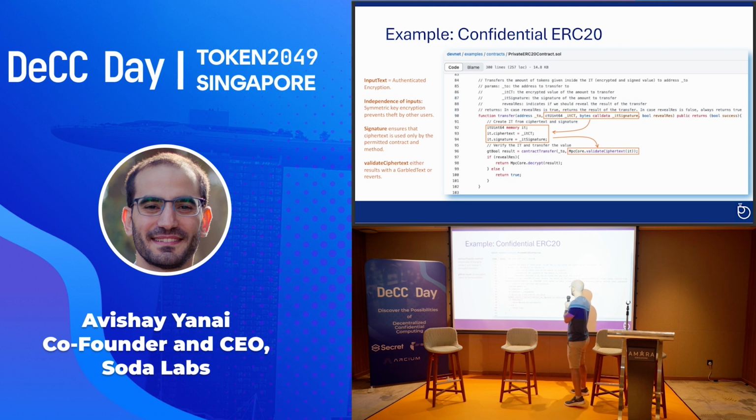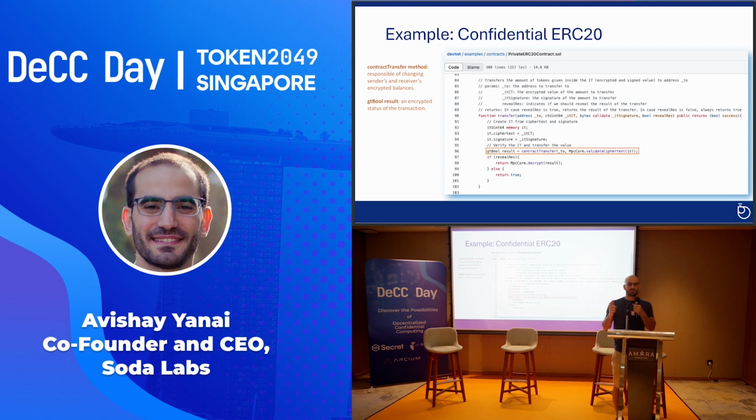Now, that garbled text will enter into a contract transfer. It's another function that will actually change the balances of the sender and receiver based on the amount that was sent in this CTU int 64. It's just an amount of 64 bits.